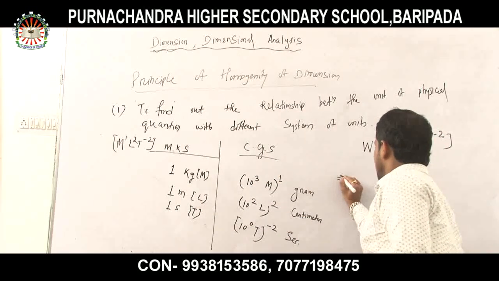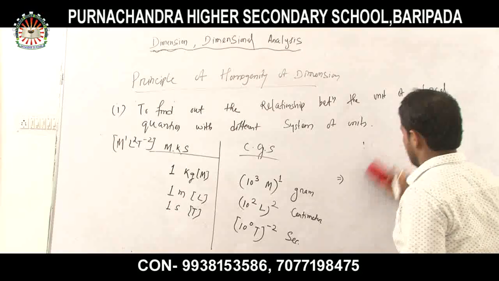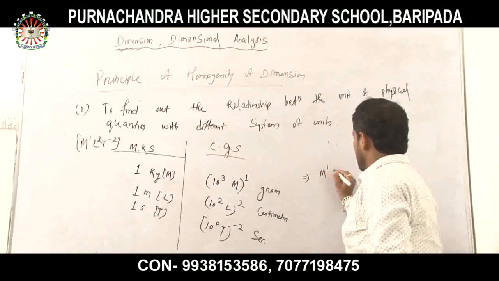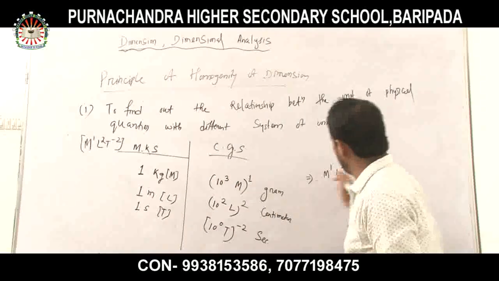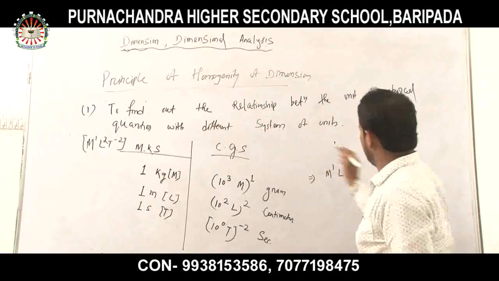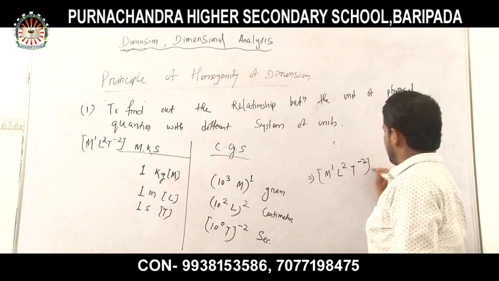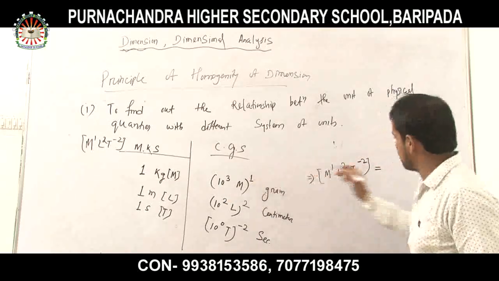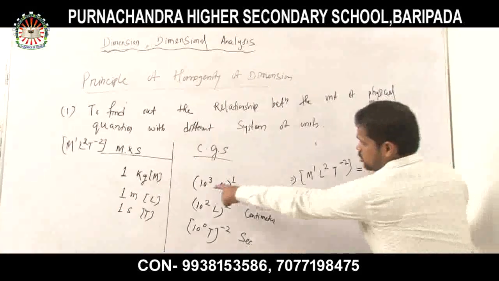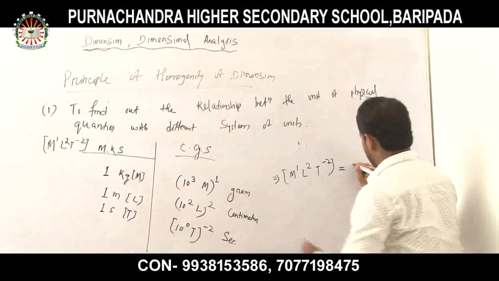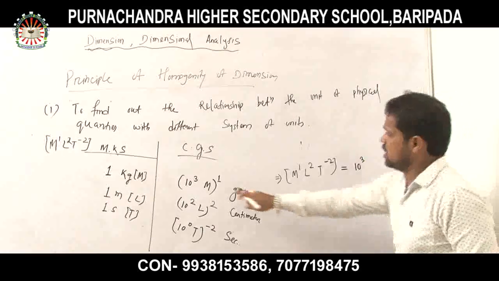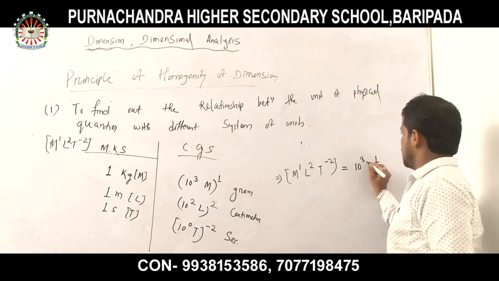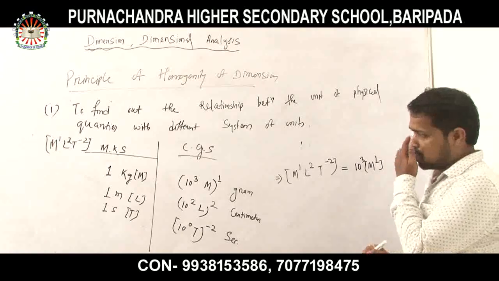So now that implies, this is simply M1 L2 T to the power minus 2 in M case is equal to, look at it, 10 to the power 3 to the power 1, how much? 10 to the power 3, and this is M to the power 1. So I will mention here M to the power 1. Very simple. Clear all of you?